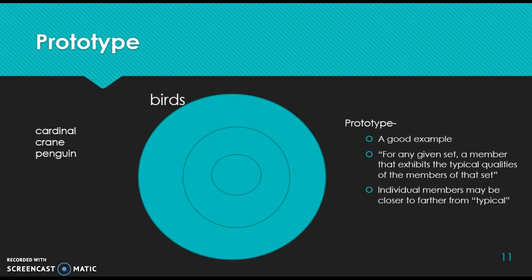Keeping in mind that a prototypical member of the set exhibits the typical qualities, well, what's the typical quality of birds? Well, they have feathers, they fly, maybe they sing songs, maybe they eat seeds, maybe they have little beaks, things like that. So thinking of that, you would say maybe a cardinal or a robin is a prototypical bird. A crane's a little less prototypical because I don't think they sing songs and their beak's different. And of course, penguins are still birds, but they would be on the outer side of this concept map for prototypicality because they don't have all of the qualities that we would expect of birds.